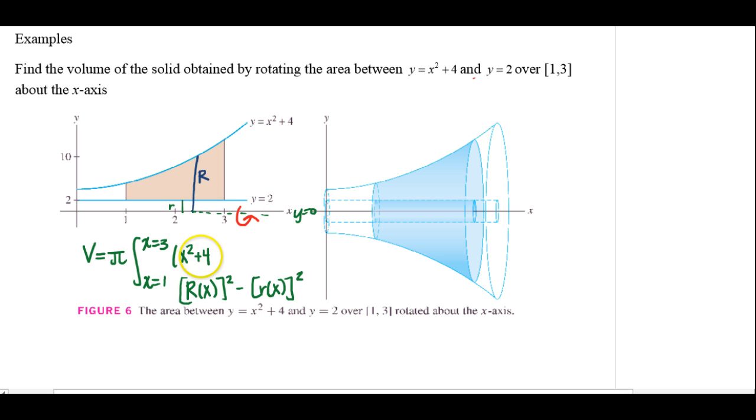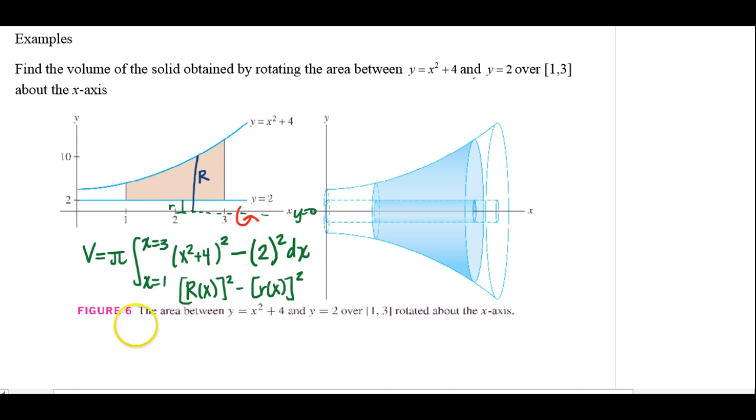So it's x squared plus 4 minus 0. I'm not going to write that because we wouldn't write minus 0. And then squared, minus the little radius squared. The top of the little radius is y equals 2, and the bottom of the little radius is on the x-axis, which is y equals 0. So 2 minus 0 squared dx. So this is the formula needed to find the volume of rotating this region around the x-axis.